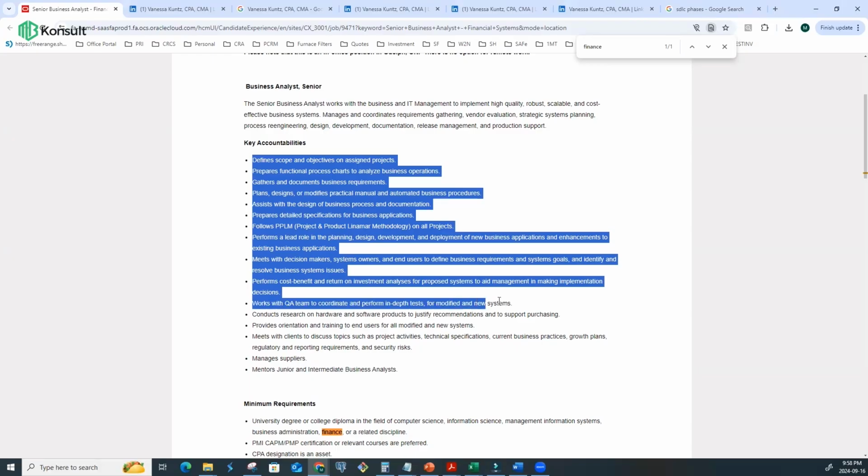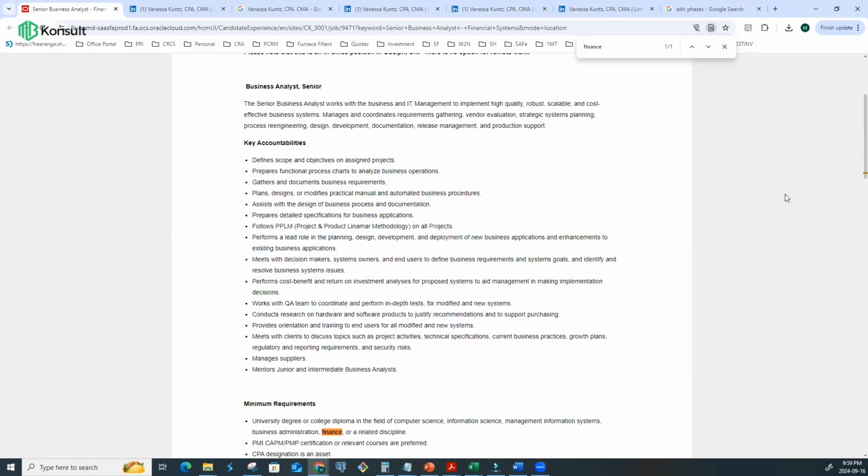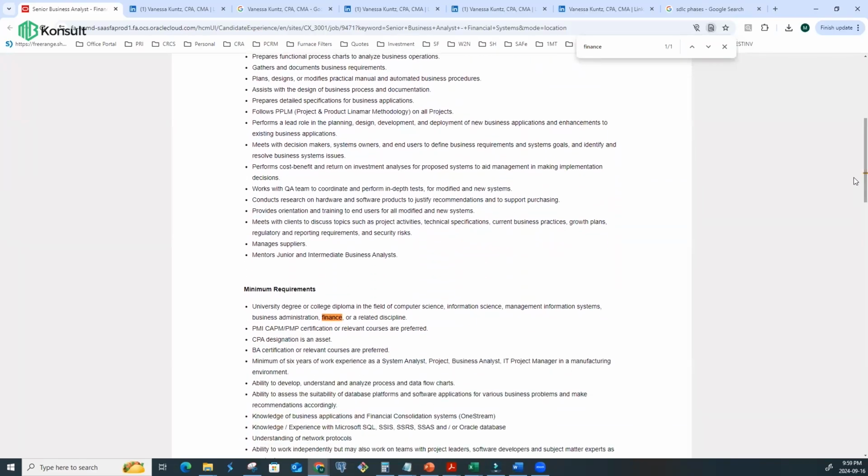Then QA, you are collaborating. That's what they said. They don't ask you to know QA, you are working with them. Conduct research, that's BA. Provide orientation and training, BA. Meet with clients, BA. Manage supplier, BA. That's why we talked about vendor relationship. So it's all BA. But they want somebody, because he's senior, right? Once you start saying senior BA, you should be as good as a PM. That's why you see a lot of PM stuff in there.